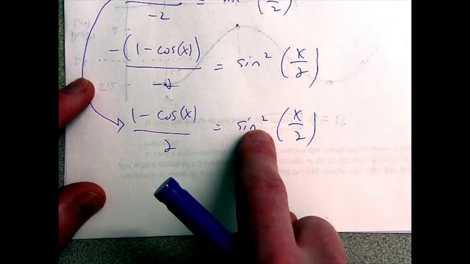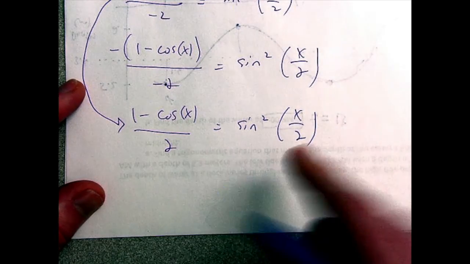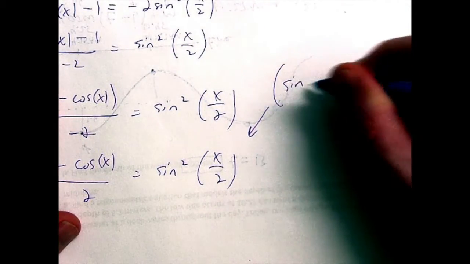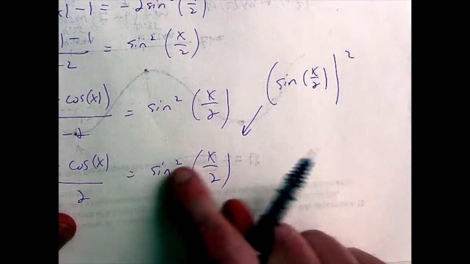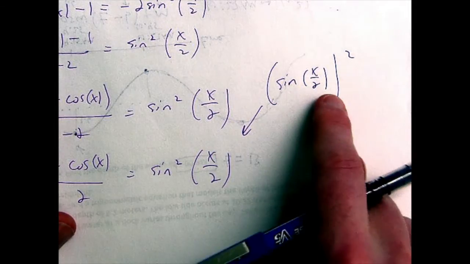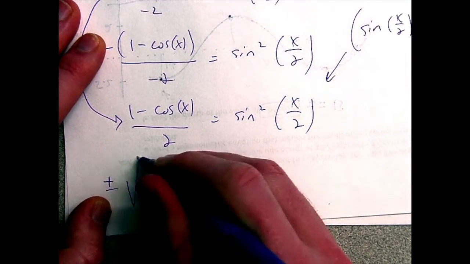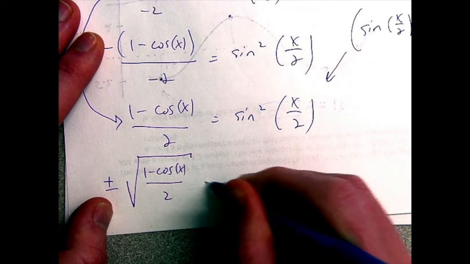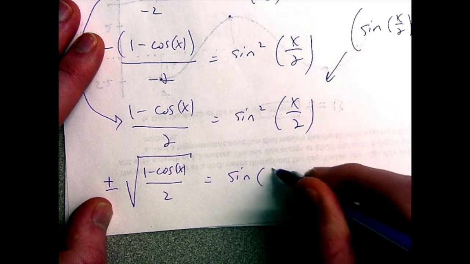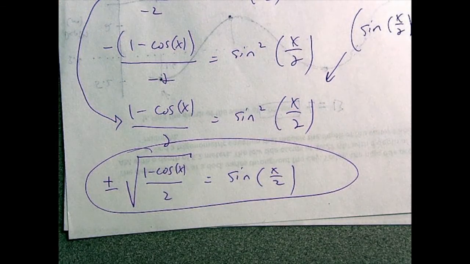We've almost solved for sine of x over 2. Of course, this is sine squared of x over 2. Remember what this means. This thing really means quantity sine of x over 2 all squared, right? That's what that notation means with the 2 here. So to isolate the sine of x over 2, I take the square root of both sides. So I get plus or minus, don't forget the plus or minus, the square root of 1 minus cosine x over 2 is equal to sine of x over 2. So that is the half-angle formula for sine.